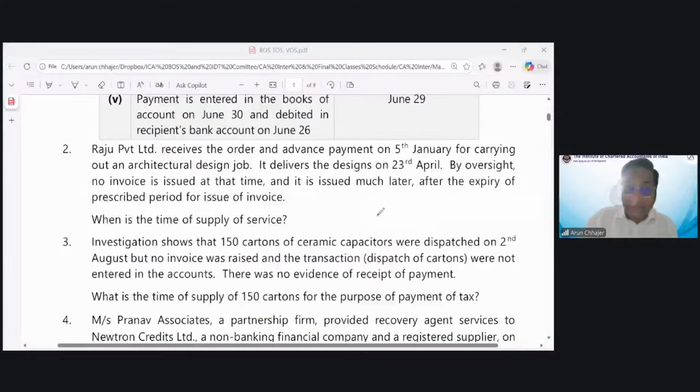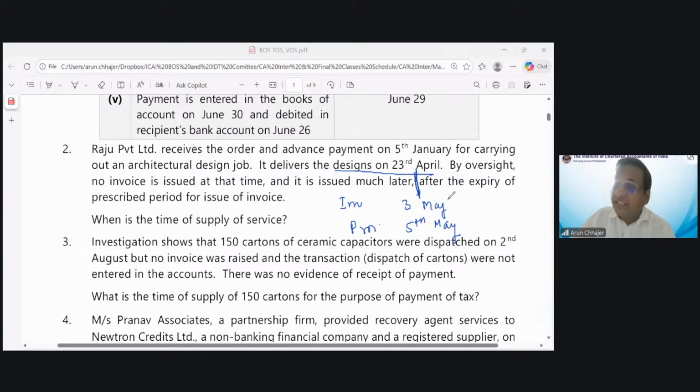In my example, 23rd April was the service date of completion. Invoice date was 3rd May and payment was 5th May. In this case, was the invoice within time or late? I can say that because it is within 30 days, therefore it is within time.